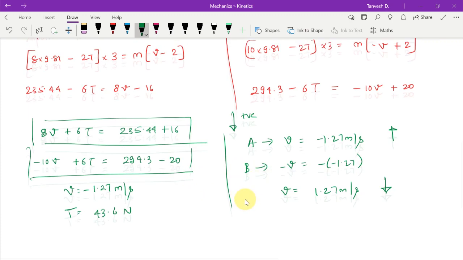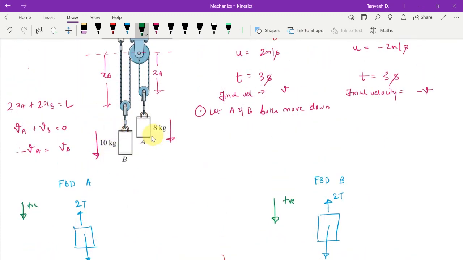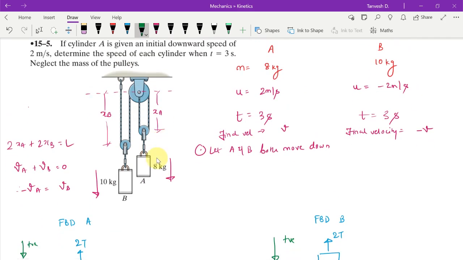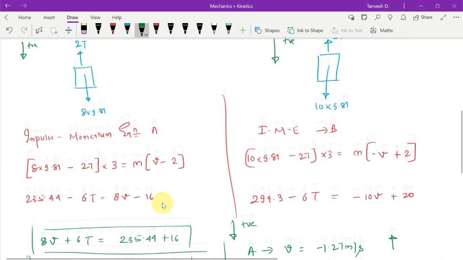Therefore the motion of B is happening downwards and the motion of A is happening upward. This is after 3 seconds, okay, and which is actually quite relevant, right? Because 10 kg is greater than 8, so B has to move down and A has to move up after a certain point.